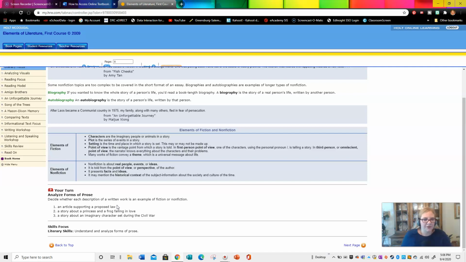Number 2, a story about a princess and a frog falling in love. So story right there tells us that it is fiction. Number 3, a story about an imaginary character set during the Civil War. The key word there is imaginary. That means it's fiction. If it was a story about a real-life person who lived during the Civil War, that could be a biography. So our skills focus was to understand and analyze the forms of prose.